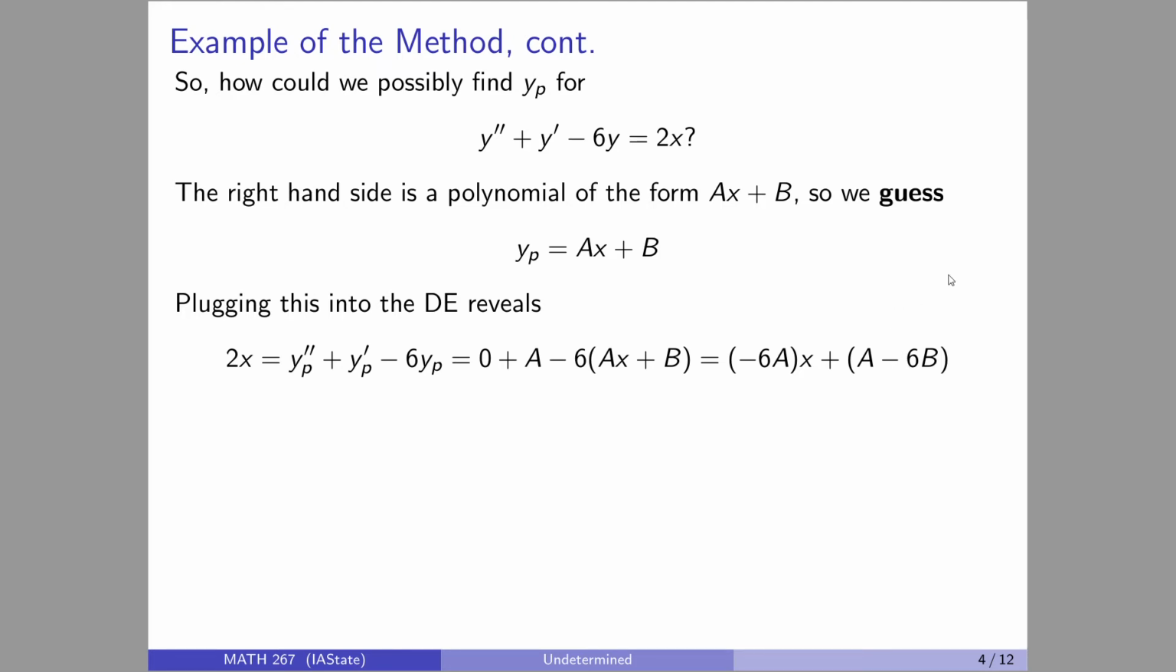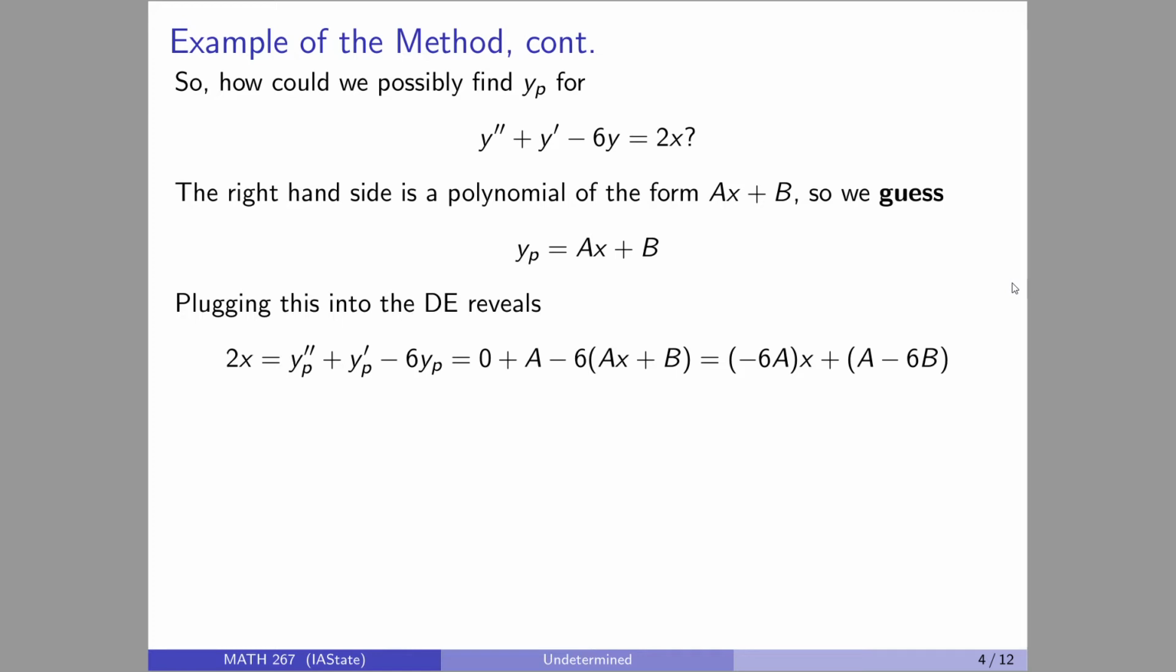Now we've got two polynomials equal to each other. On the left-hand side, we have 2x, and on the right-hand side, we have negative 6ax plus a minus 6b. The only way two polynomials could ever equal each other is if their coefficients are the same.